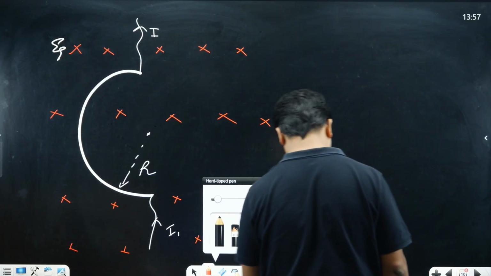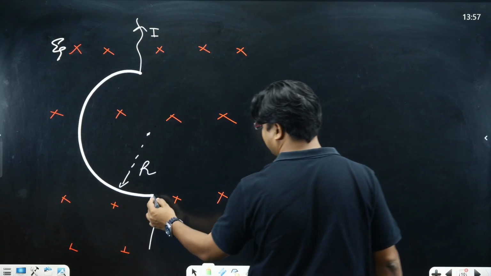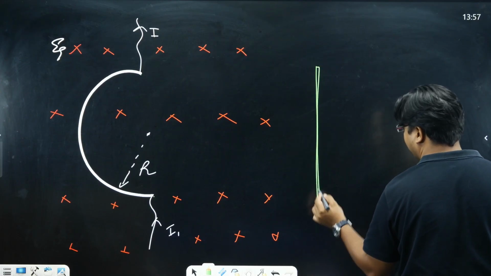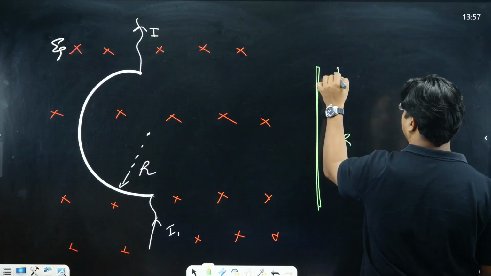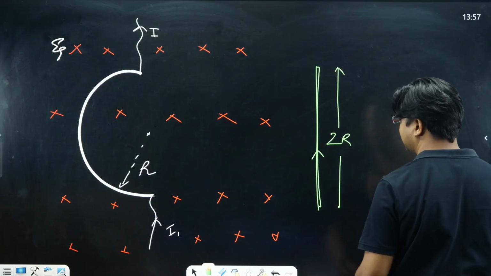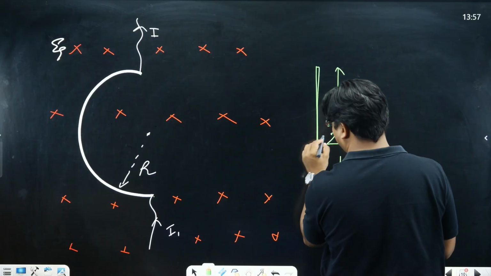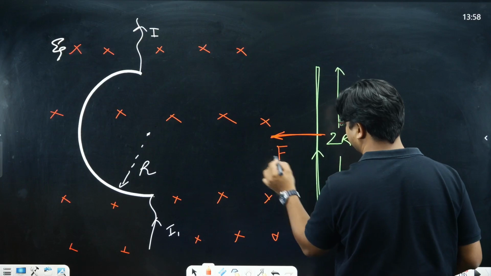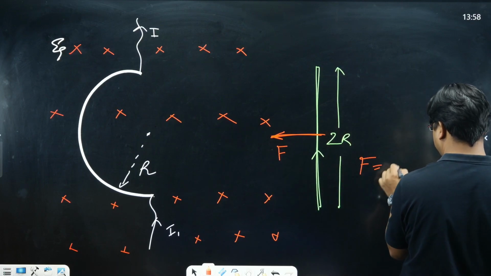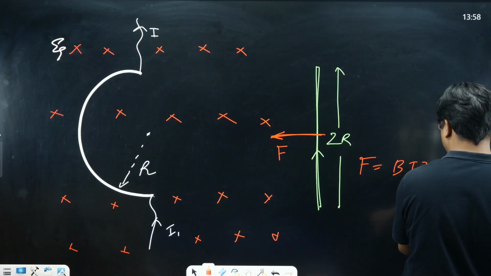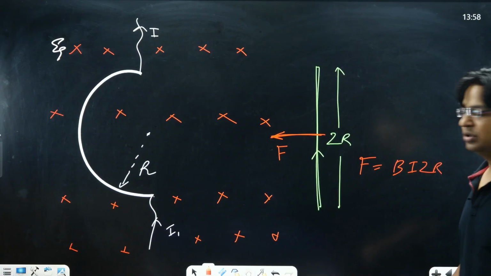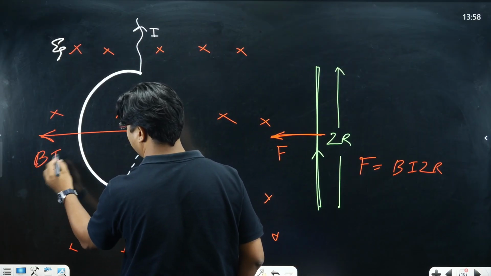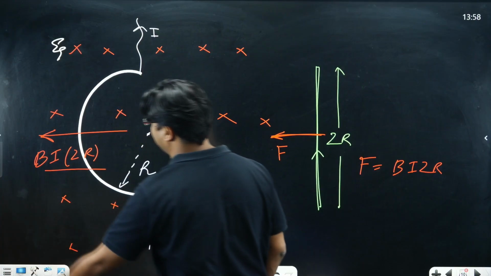The answer would be, let me just show you. If I connect these two points, I will get a straight rod which is equal to the diameter in length, and the current will go in this direction. Magnetic field is inward, so the force will be in this direction. And how much force is this? This force will be B into I into 2R, BI2R. So this semicircle is experiencing a force in this direction, which is BI2R. That's what I was suggesting.